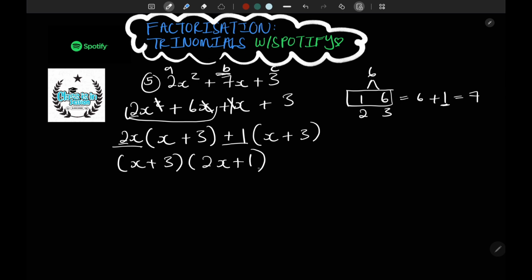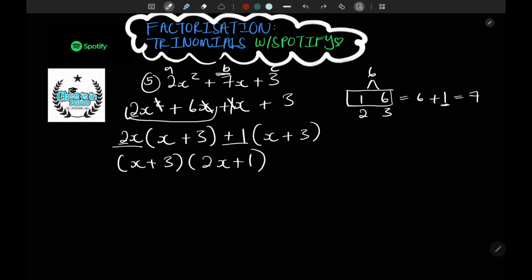Before we check that it's accurate, I'd like to let you know about something. If you have x plus 3 and x plus 3, if you have a common bracket, then you're on the right track. If you don't have a common bracket, you can just swap these out. Instead of saying 6x, you can just say x and then 6x. Then try to factor that. But in this case, you're on the right track.